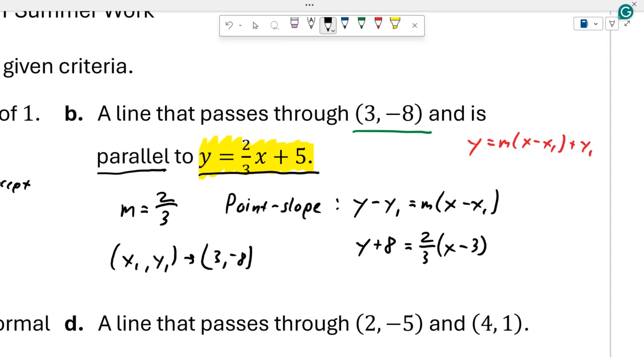Now, the directions just say give an equation. It doesn't say that it has to be in slope-intercept form. Point-slope form is just as good for the purposes of this question. So we can stop there. Now, with a little bit of algebra, you can modify this to be in slope-intercept form. But the directions don't say to do that. So I'm just going to leave it as point-slope form. And if we need to convert, then we can convert, but we don't have to. So for 4b, my answer is y plus 8 equals 2/3 parentheses x minus 3.